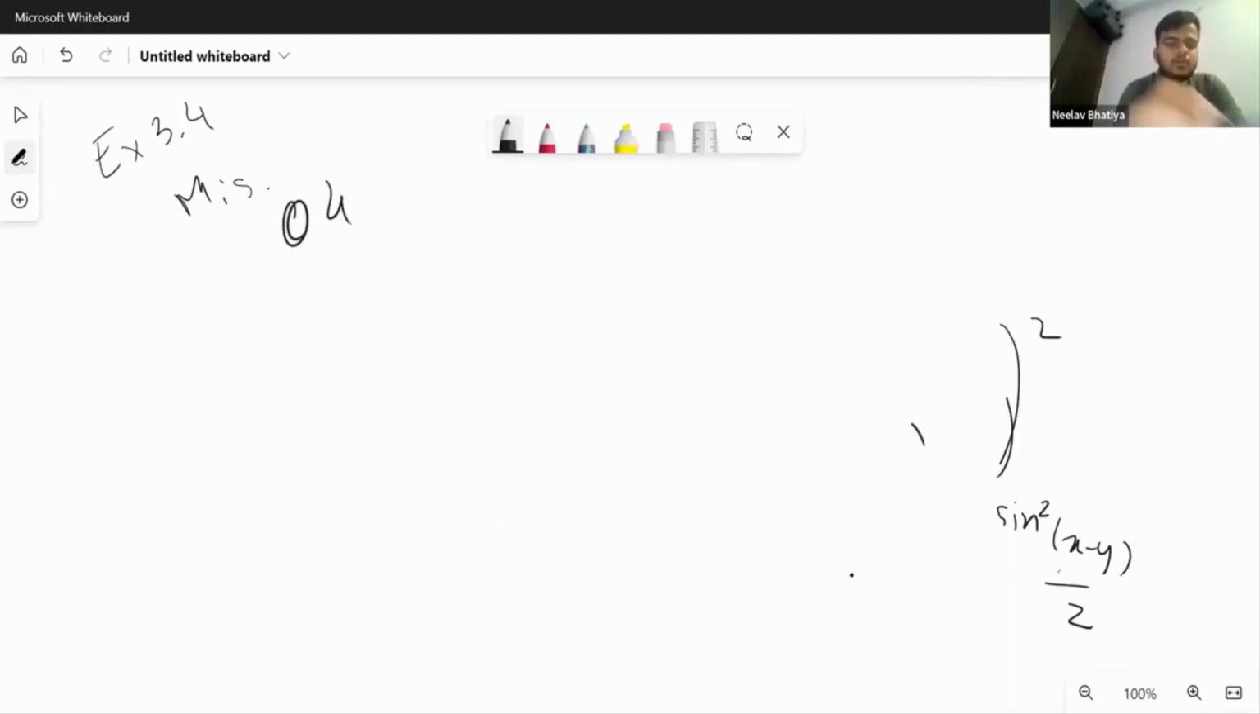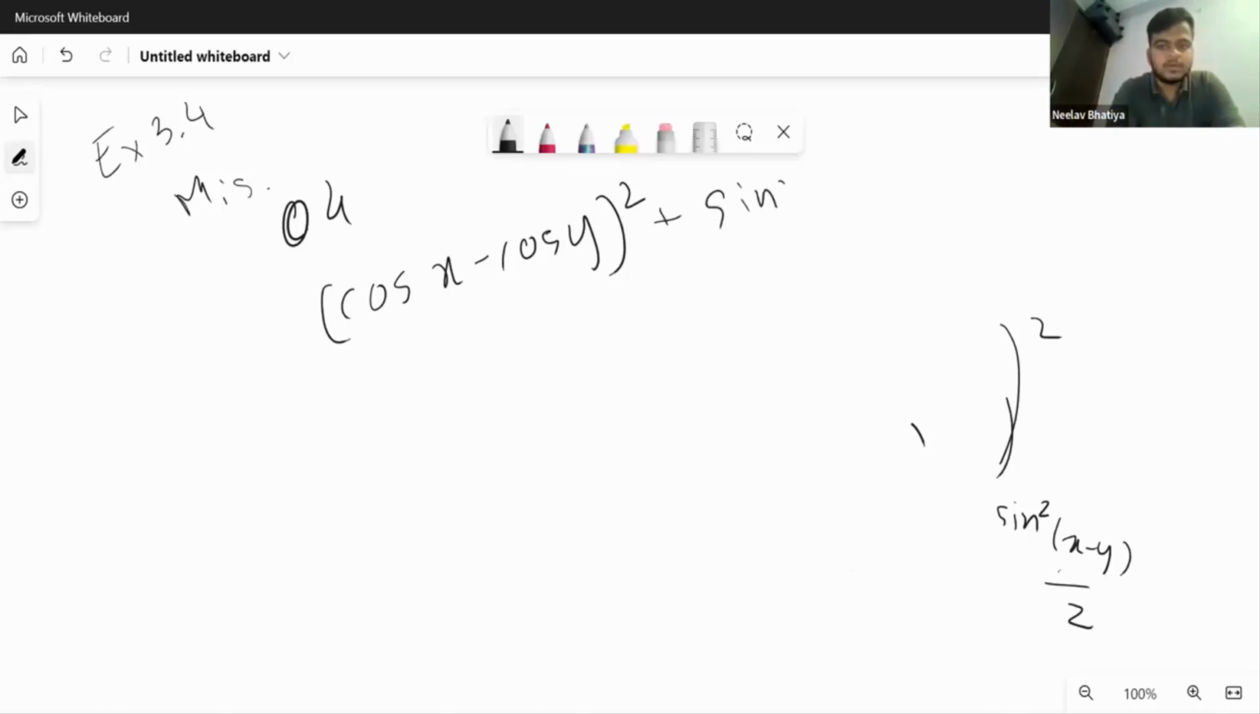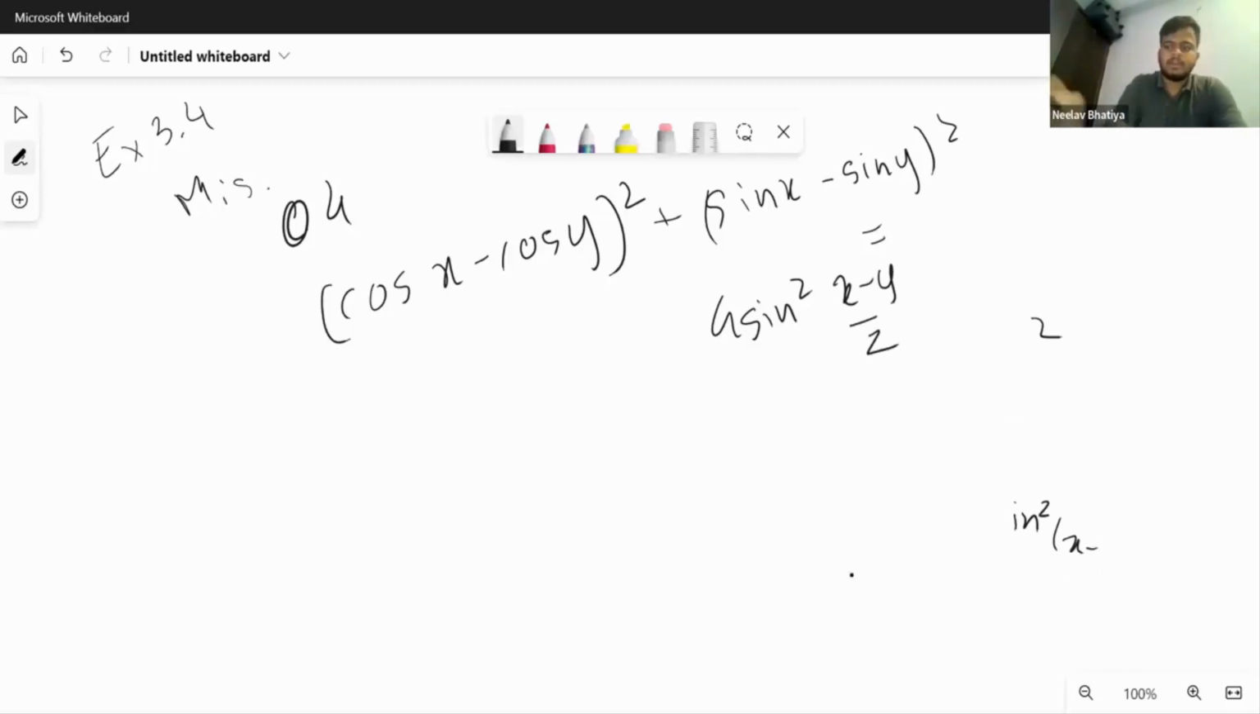Question number 4. Let's see what we have. We have (cos x minus cos y) whole square plus (sin x minus sin y) whole square equals 4 sin square (x minus y) by 2. That is something that you have to prove. Same thing right here.